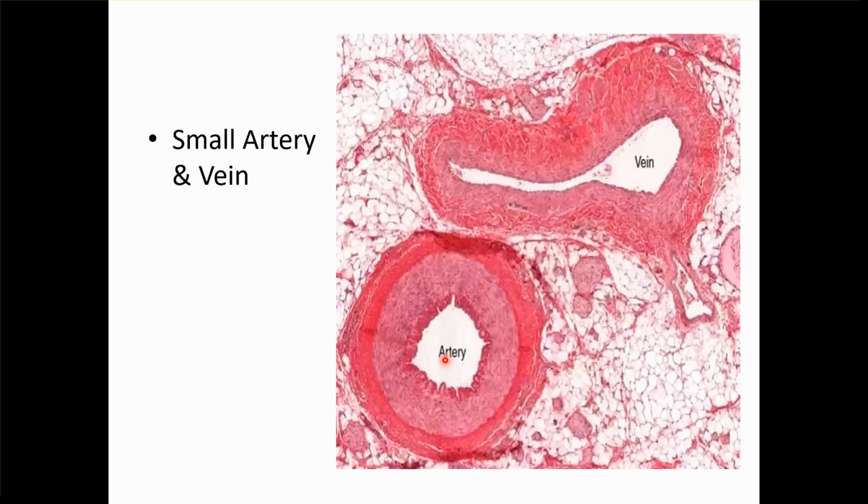Okay, here you can see the small artery and the small vein, and this will be tunica intima, tunica media, this tunica adventitia. Here tunica intima is very thin, then this is tunica media, and this will be tunica adventitia.